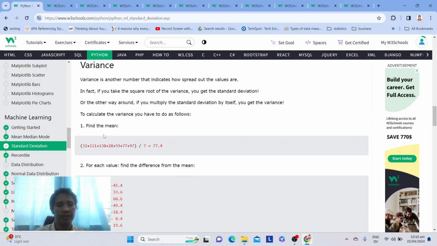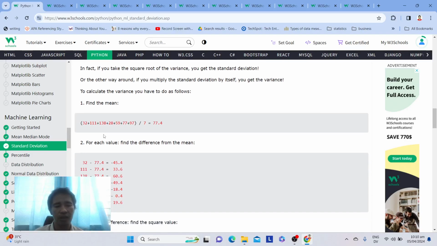Okay, variance. What is variance? Variance is another number that indicates how spread out the values are. In fact, if you take the square root of the variance, you get the standard deviation. Or the other way around, if you multiply the standard deviation by itself, you get the variance. To calculate the variance, you do as follows. First, find the mean: add all the data, divide by 7, and you get 77.4.